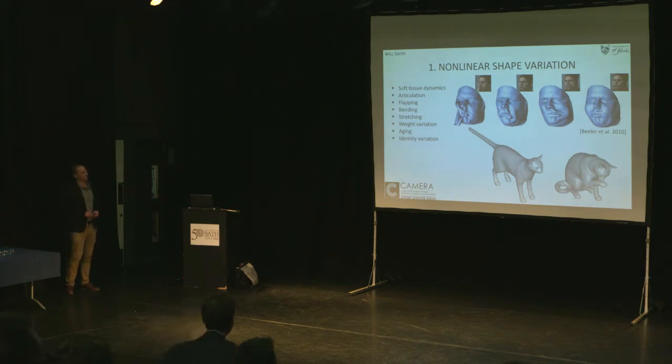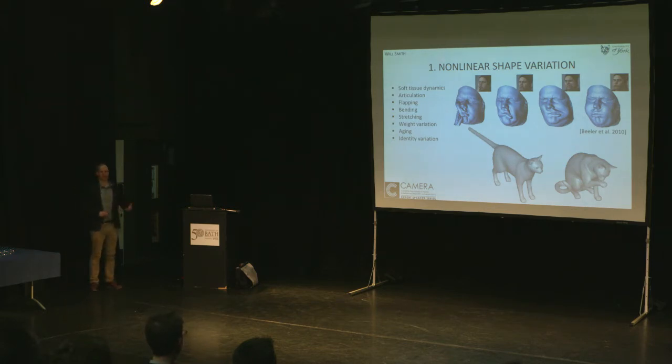There's loads of other examples: articulations of joints are nonlinear, flapping, bending, stretching, things like gaining and losing weight in an individual. To take a classic object from 3D computer graphics, the Tosca cat, the variation here is clearly nonlinear in loads of different forms. There are articulations of the leg, bending of the tail, bending of the whole body. Being able to model this is really important.